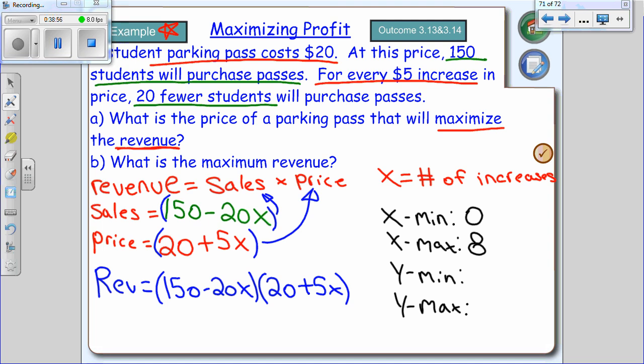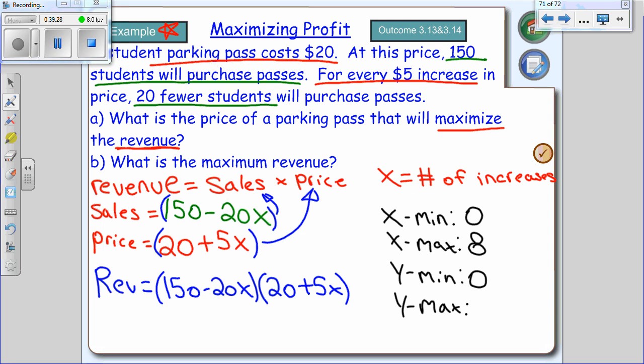It's the maximum revenue. But what I do know is what my old revenue was if I never changed anything. If I had never changed the price, what was my old price? $20. And how many would I have sold? 150. So my old revenue would have been $3,000 if I multiplied those two things together. Ideally, what do I want to do to that revenue? I want to increase it, right?